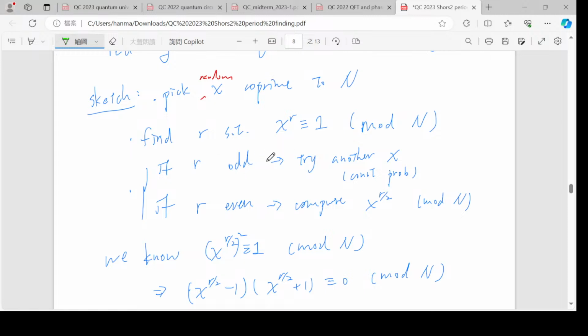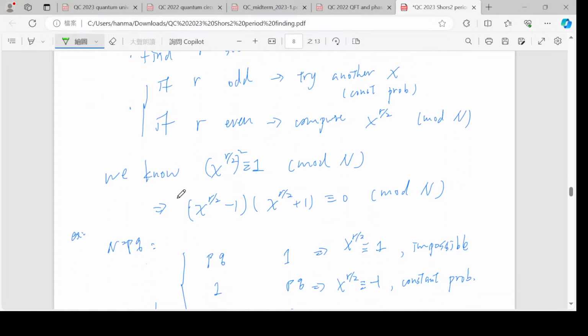If r is odd, then you are unlucky. Then you just try a different random x and try to get r that is even. If r is odd, there's nothing much you can do. There's a theorem showing that r is even with constant probability, so you only need a constant number of tries to get r even. And if r is even, then you can do this funny thing. You can compute the square root of 1, kind of.